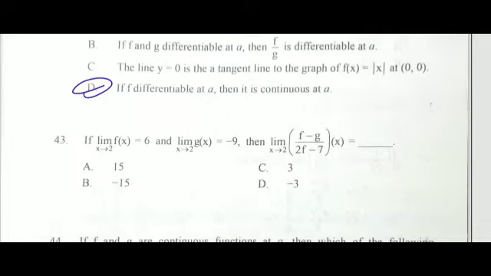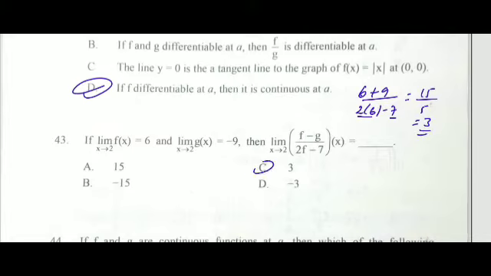Question 43. If the limit of f of x is equal to 6 as x approaches 2, and the limit of g of x as x approaches 2 is negative 9, then the limit as x approaches 2 of (f minus g) over (2f minus 7g) is? So we directly substitute. f is 6, and g is negative 9, so it becomes positive. 6 minus g gives 15, over 2 times 6 minus 7, which is 12 minus 7, which is 5. 15 over 5 is equal to 3. Therefore, C.